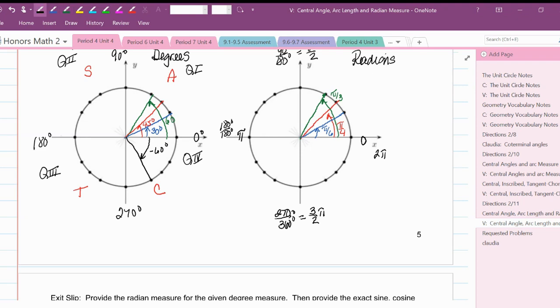So if I go down here, this would be my negative pi over 3, which the sine and cosine and tangent, so let's go ahead and do that. Sine, cosine, tangent. And we'll relate that back to the sine, cosine, and tangent of 60.